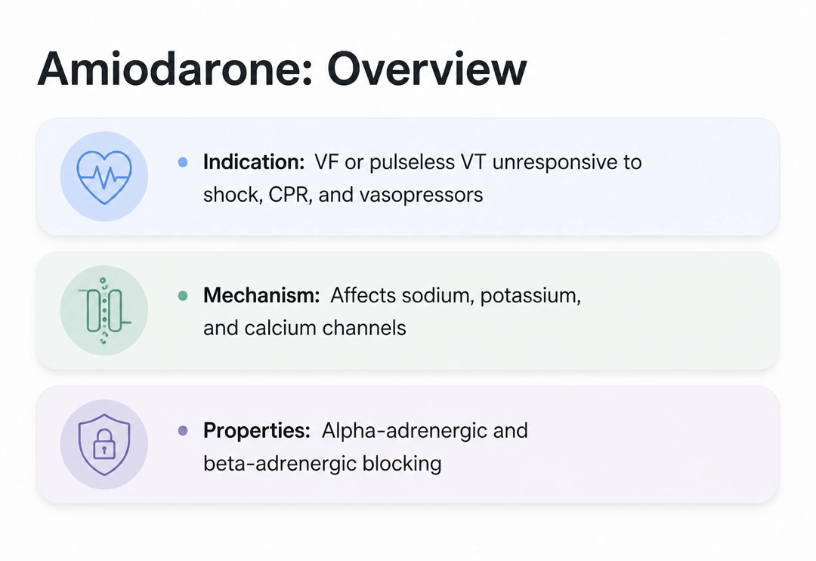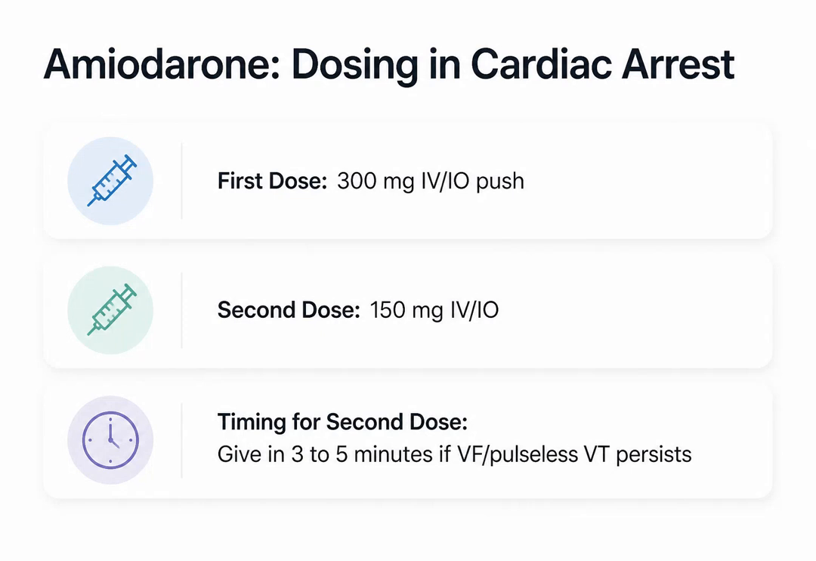It works by affecting sodium, potassium, and calcium channels in the heart, and it also possesses both alpha and beta adrenergic blocking properties. During a cardiac arrest, the initial dose of amiodarone is a 300 milligram IV or IO push. If the patient remains in VF or pulseless VT after this initial intervention, you can consider giving a second, smaller dose of 150 milligrams in 3 to 5 minutes.